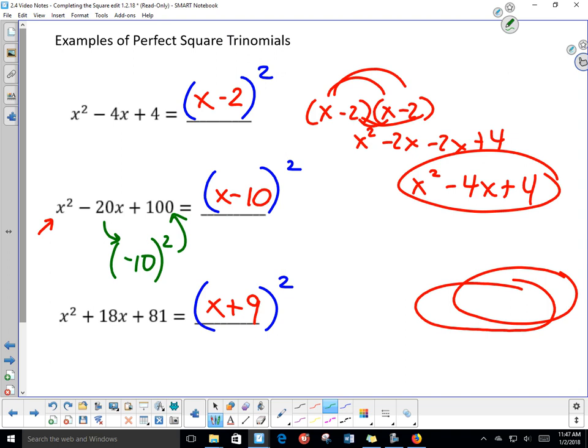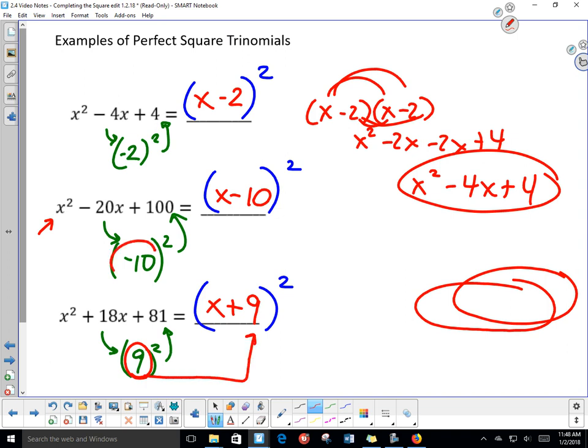Does that same thing work on all these? Half of negative 4 is negative 2, and then negative 2 squared is 4. That works. Half of 18 is 9, and then 9 squared gets me to 81. And by the way, notice that this number here is always the number that's going to be filled in. Minus 10, there's my x minus 10. Negative 2, there's my x minus 2. 9, here's my x plus 9.